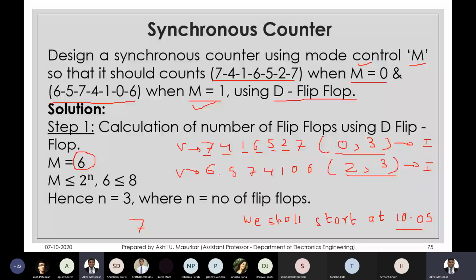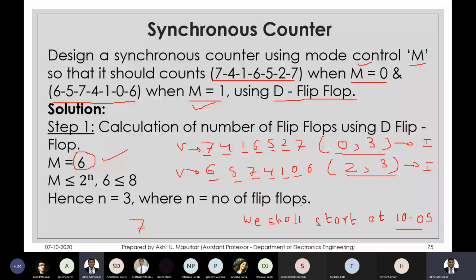In the second one also 1, 2, 3, 4, 5, 6. In both the sequences there are 6 states, so m is equal to 6. The invalid states are 0 and 3. We have to design in such a way that their next states are don't cares, or 0 if you want to make it lock free. But we will use don't care to make the simplification easy. So n equals 3, where n is the number of flip-flops.